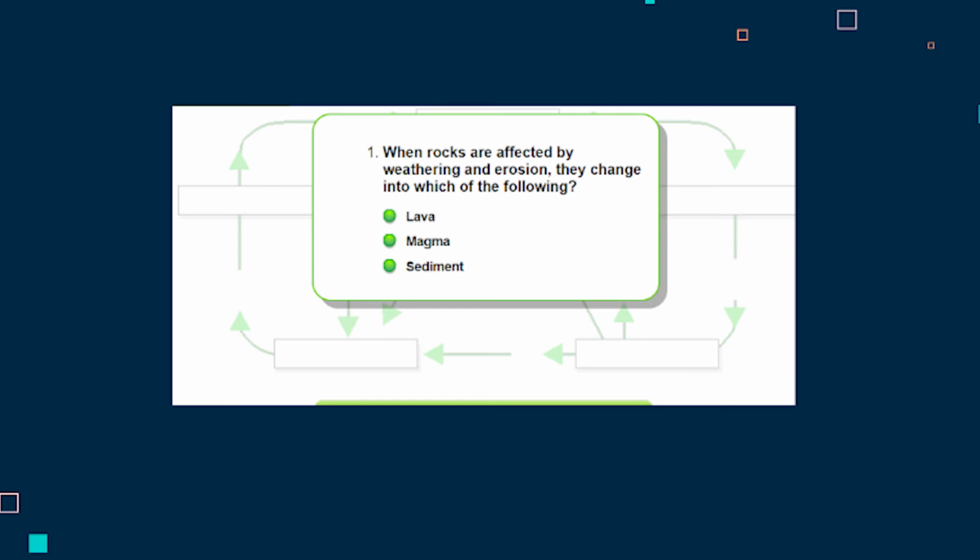Alright, I want to give you some time. Think about the answer based on what we just went through. We're going to try to put this rock cycle together. Now, when rocks are affected by weathering, erosion, some words that can probably jog your memory: accumulation, deposition, cementation, they change into which of the following? So that's number one. Let's give you guys 30 seconds.